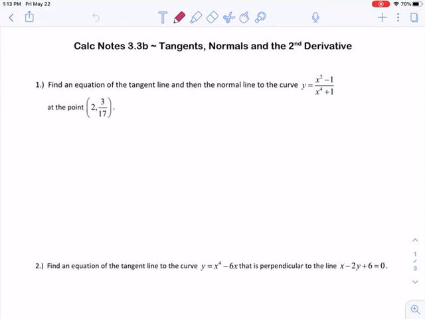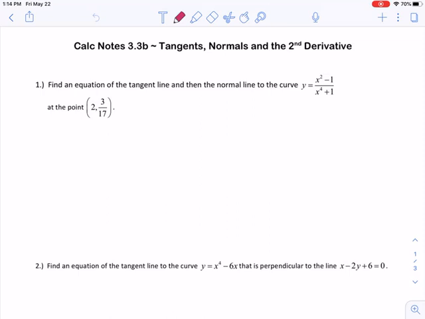Today we want to take a look at the idea of a tangent to the curve, which would be from the derivative, the normal, which is the line perpendicular to the curve, and a look at second derivatives. So let's take a look at question number 1.